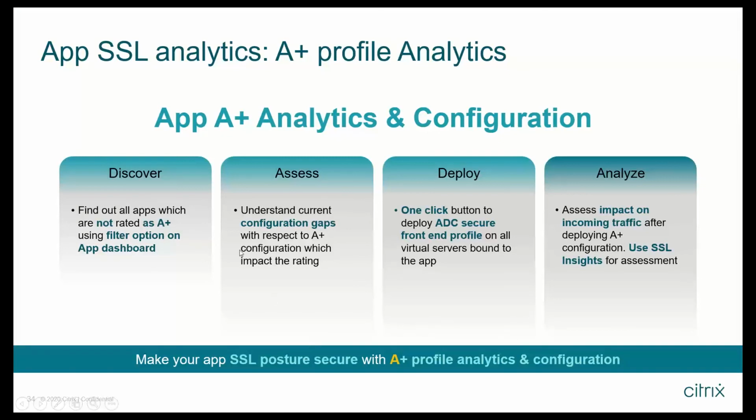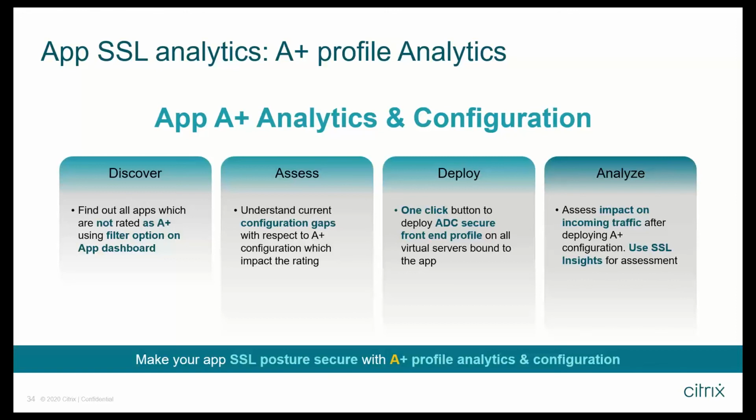So how does an admin benefit from this A+ analytics? Firstly, you can discover which of your applications are not A+ rated using a filter option in App Dashboard, which gives you the rating of the app. Once you've narrowed down on these specific applications which are not A+, you can then assess what are the configuration gaps, why is it not currently A+, and how you can get it to A+ rating. There are recommendations as well.